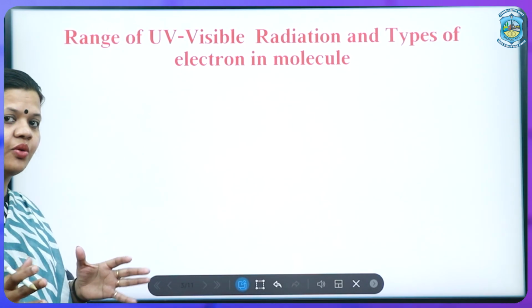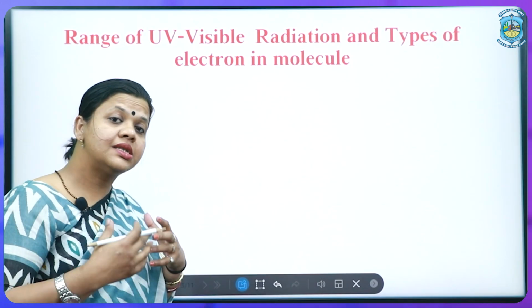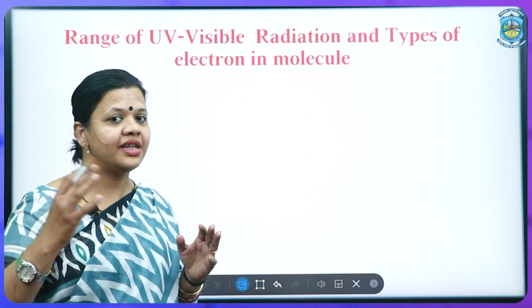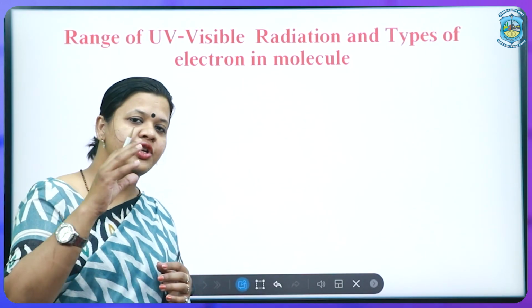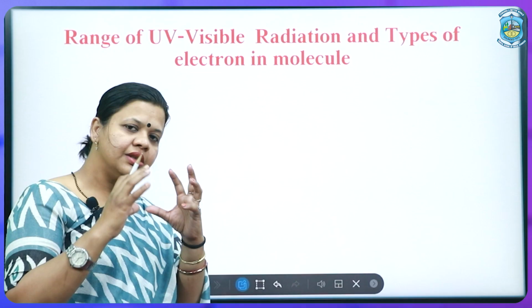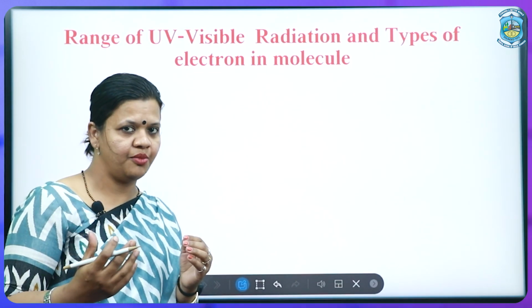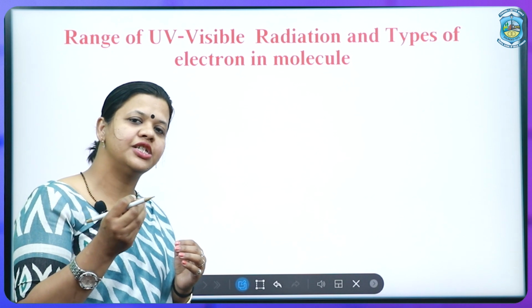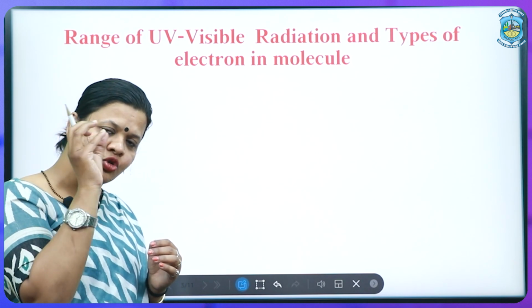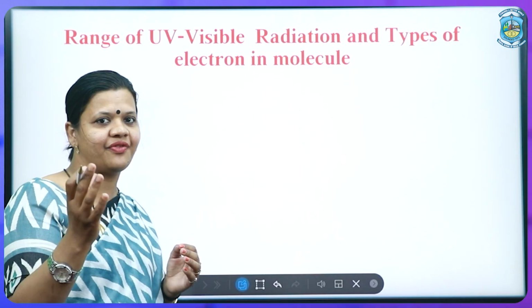As we have discussed the range of UV visible radiation, let us also talk about the type of electrons which are present in the molecule. We already know the various theories that we study in chemistry. We know about the molecular orbital theory, and it talks about the covalent type of bonds which are formed in the molecule. Since a molecule has the ability to form covalent bonds, the electrons which are present in it can be classified accordingly.